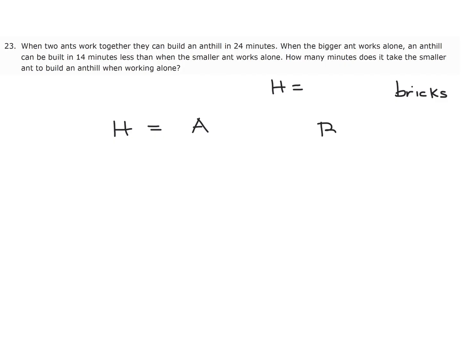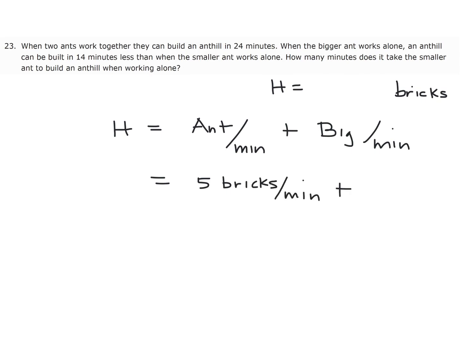We'll call the big ant B. Let's say big ant. And we have the small ant. And each of these have a certain pace that they work at per minute. Now this is just an example to illustrate what this question is talking about. Let's say the first ant, the smaller one, can lay down 5 bricks per minute. That is the rate that this small ant works at. Then the big ant, it's a little bit bigger, so it can do 10 bricks per minute.